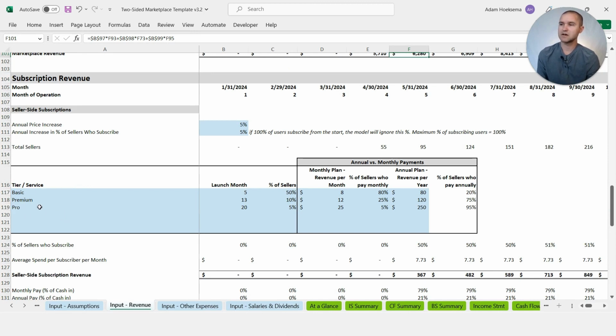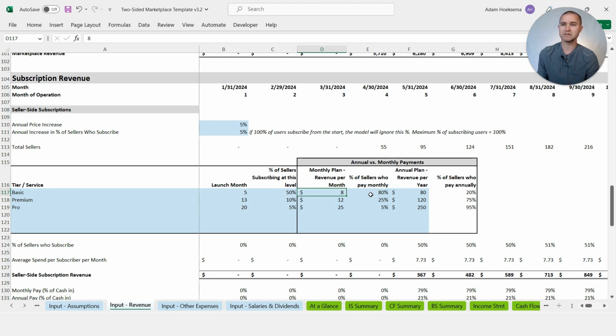So you have different tiers of subscription, the month you are launching that subscription, the month it's being made available, and then what percentage of sellers are subscribing. So we'd say percent of sellers subscribing at this level. We're saying 50% of our sellers are going to subscribe at this basic level, which is $8 per month, 10% at the premium level, and 5% at the pro level.